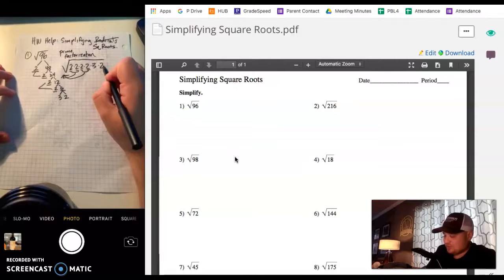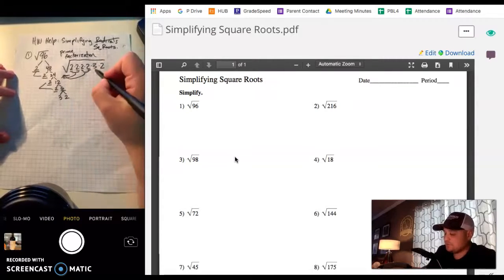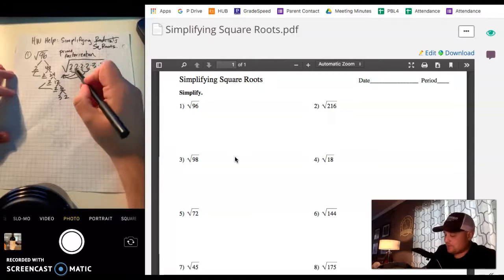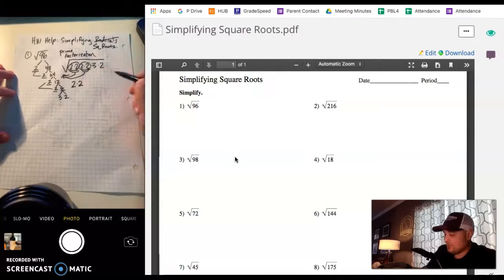This 2 actually has to stay in as well because there's an odd number of 2s. So this 2 is sort of the odd man out, right? So let's bring out what we can. We were able to bring out 1 2 and then another 2. So I've got 2 times 2 on the outside. Then inside my square root, I'm left with 3 times 2.